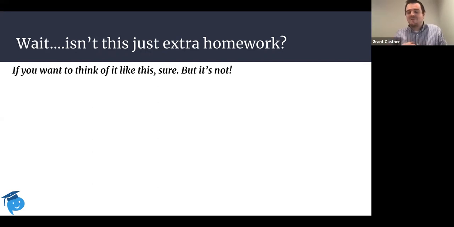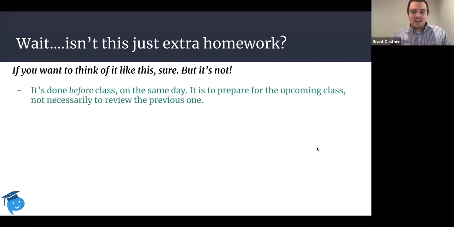But at the end of the day, for me, it's really not. It's not supposed to be homework. It's done before class on the same day, which maybe you're asking a lot of students, but if it takes less than 5 minutes and it can become part of their routine, it can be very easy to do. It is to prepare for the upcoming class, not necessarily to review the previous one. Now, homework can serve both purposes, but really this is for preparing students for the coming class. It takes less than 5 minutes. It's not all graded, as I will mention.